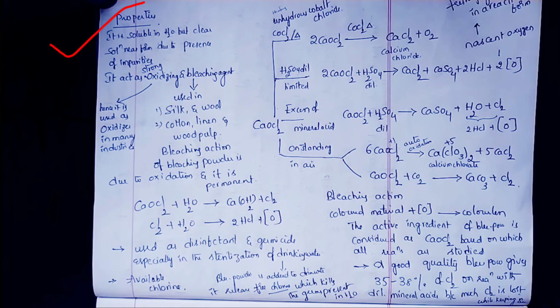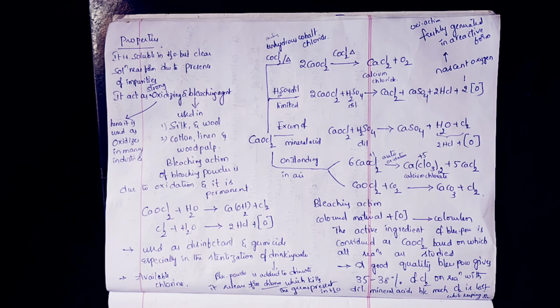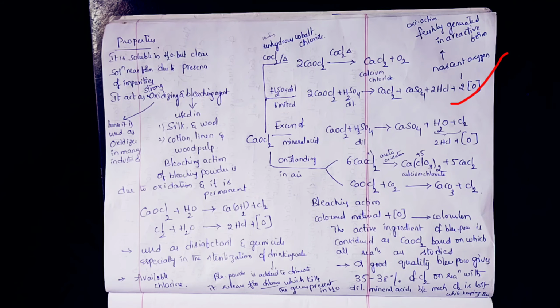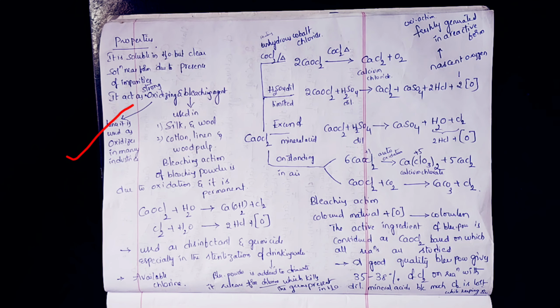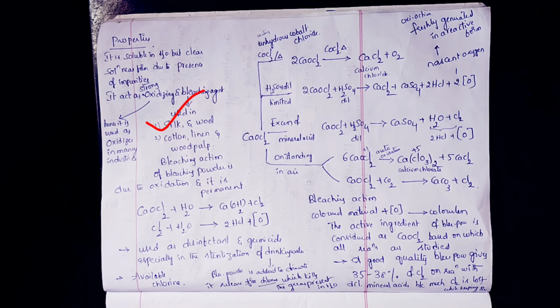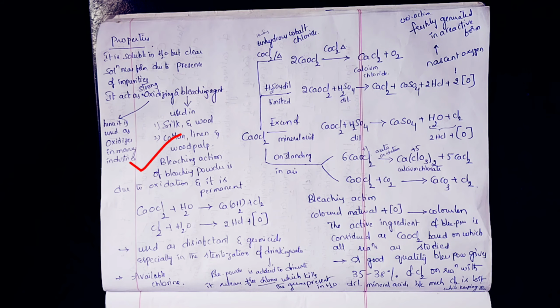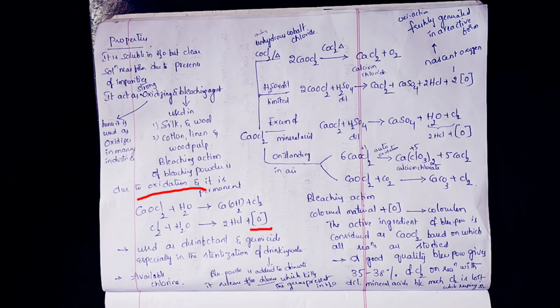It acts as a strong oxidizing agent and bleaching agent. It is a strong oxidizing agent because it produces nascent oxygen. Hence, it is used as an oxidizer in many industries. Bleaching powder is used for silk and wool, and also for cotton, linen and wood pulp. The bleaching action of bleaching powder is due to oxidation and it is permanent.